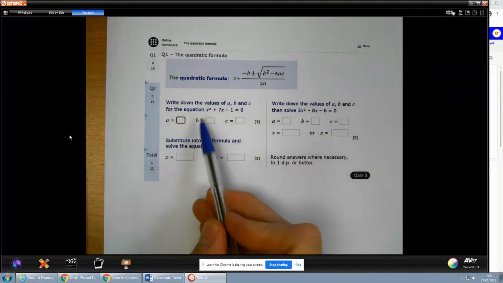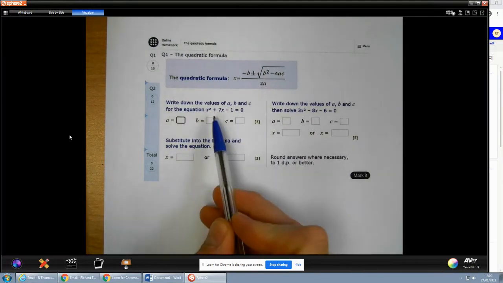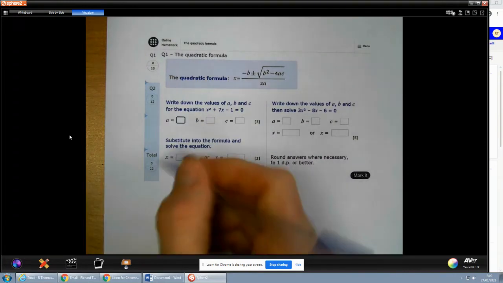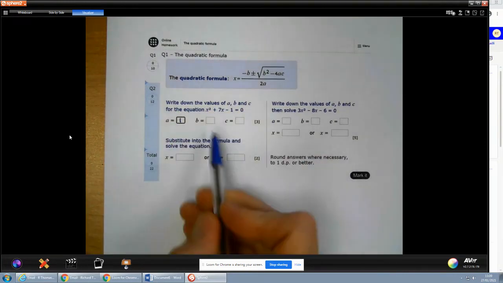Right, this one's quite easy. I'll do this one. I'm not going to do both, but I'll do this one. So there's no number in front of that x squared. And of course, the biggest misconception here is that it's a 0, but it's not. The number in front of a letter, if there isn't a number, is 1. So A here is 1.